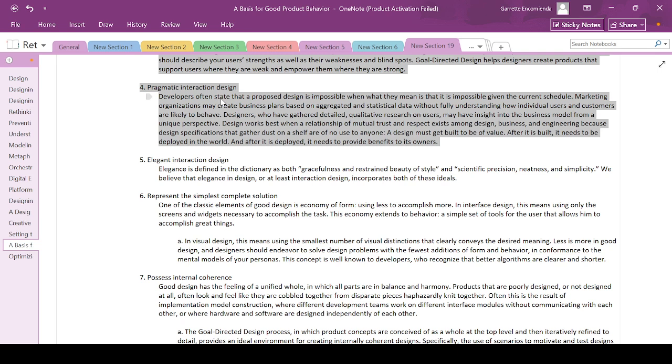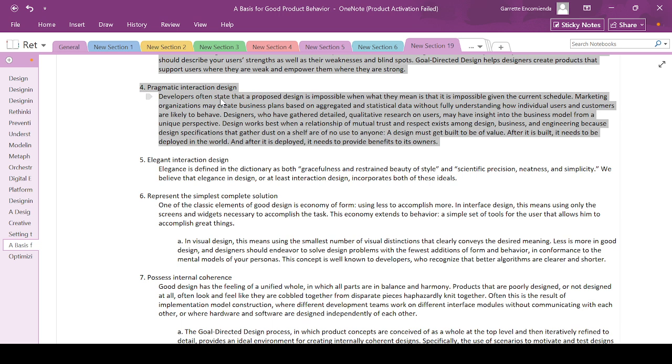Designers who have gathered detailed qualitative research on users may have insight into the business model from a unique perspective. Design works best when a relationship of mutual trust and respect exists among design, business, and engineering, because design specifications that gather dust on a shelf are of no use to anyone. A design must get built to be of value.